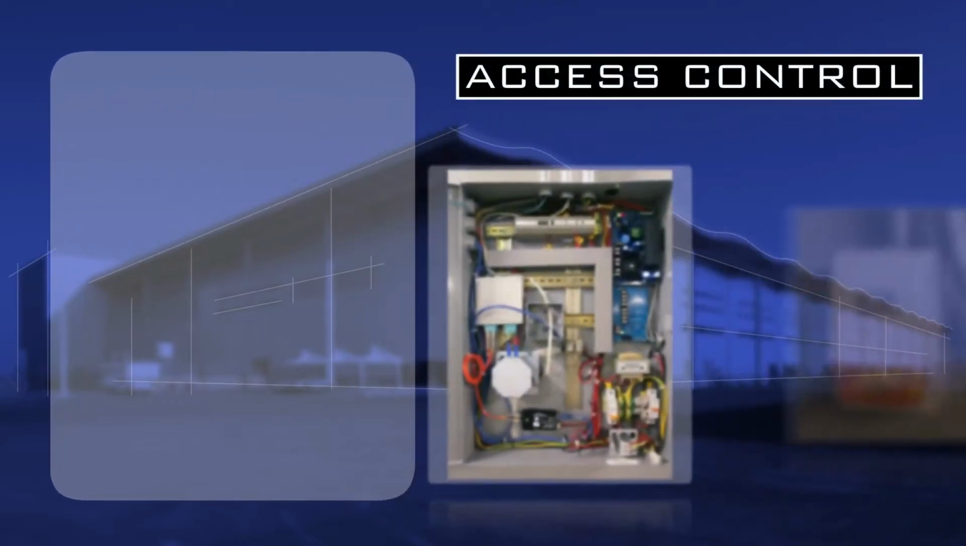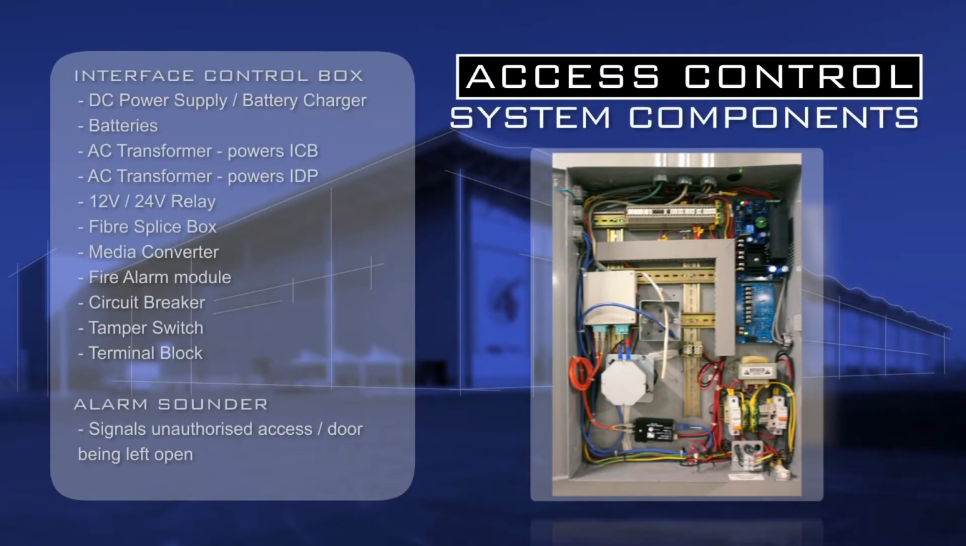The access control system is made up of a number of components. The interface control box, containing the DC power supply and battery charger. Batteries. An AC transformer that powers the ICB and one that powers the IDP. A 12-volt, 24-volt relay. Fiber splice box. Media converter. Fire alarm module. Circuit breaker. Tamper switch. And terminal block.